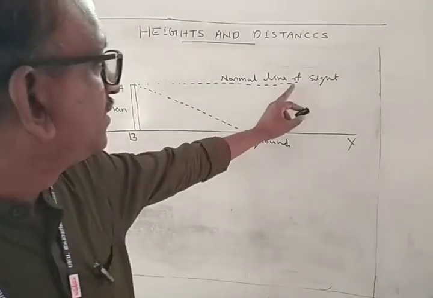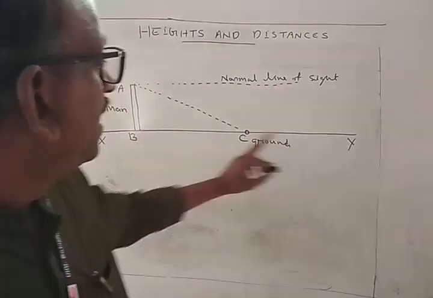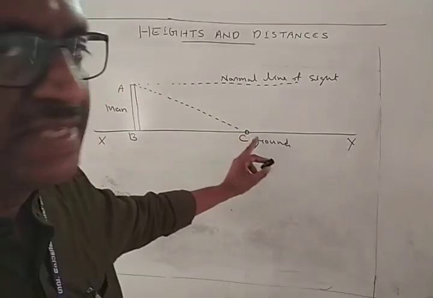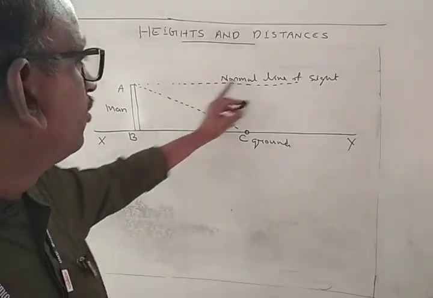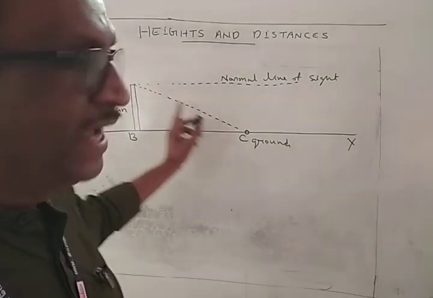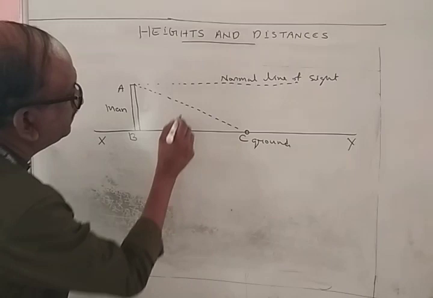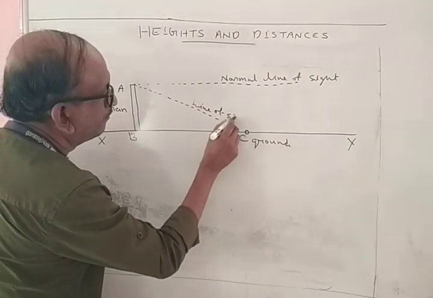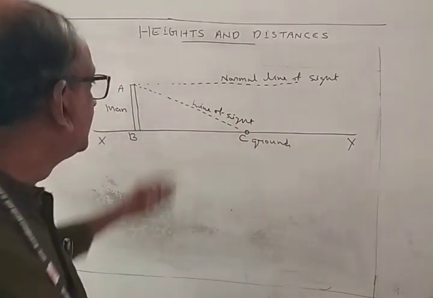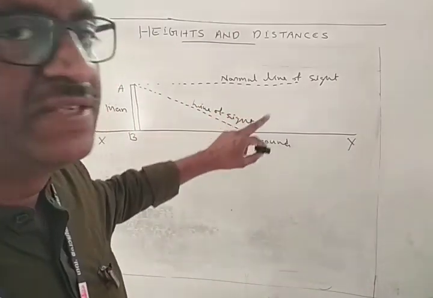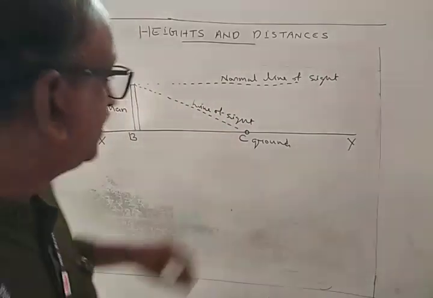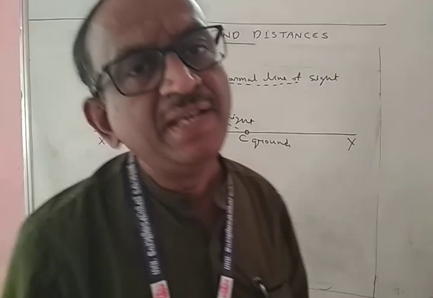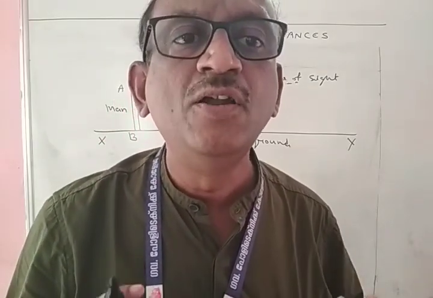Therefore, the normal line of sight is this dotted line, and in this case the line of sight is AC. There is an angle between the normal line of sight and the line of sight. Let it be theta. That theta is known as the angle of depression.